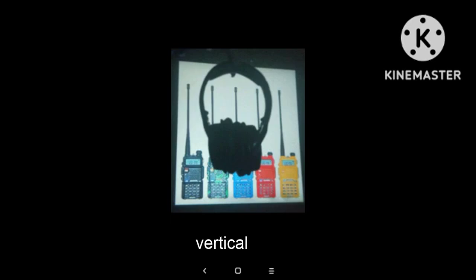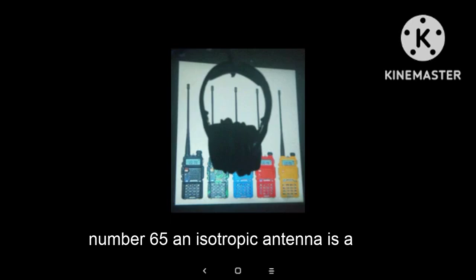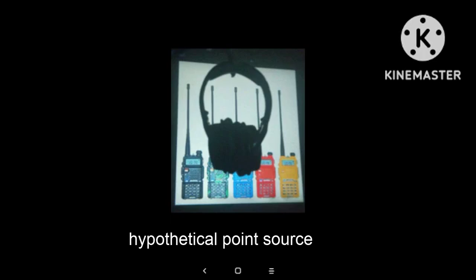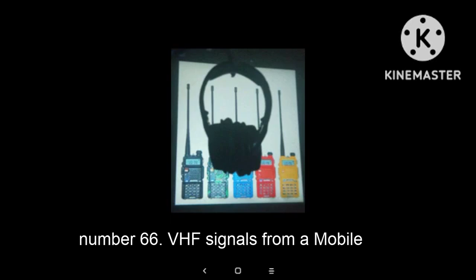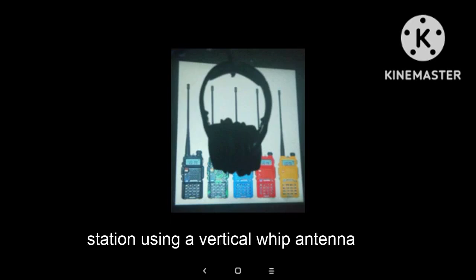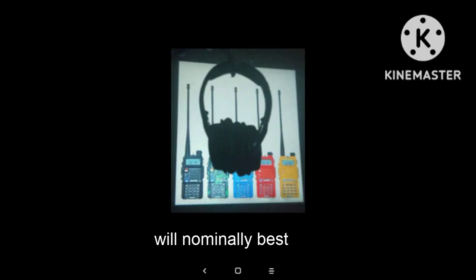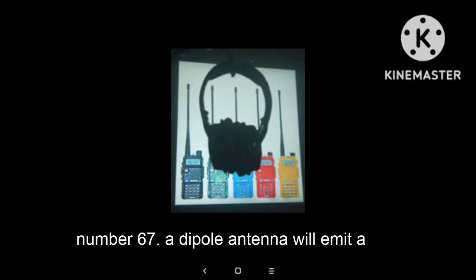Number 65. An isotropic antenna is a hypothetical point source. Number 66. VHF signals from a mobile station using a vertical whip antenna will nominally best be received using a vertical ground plane antenna.